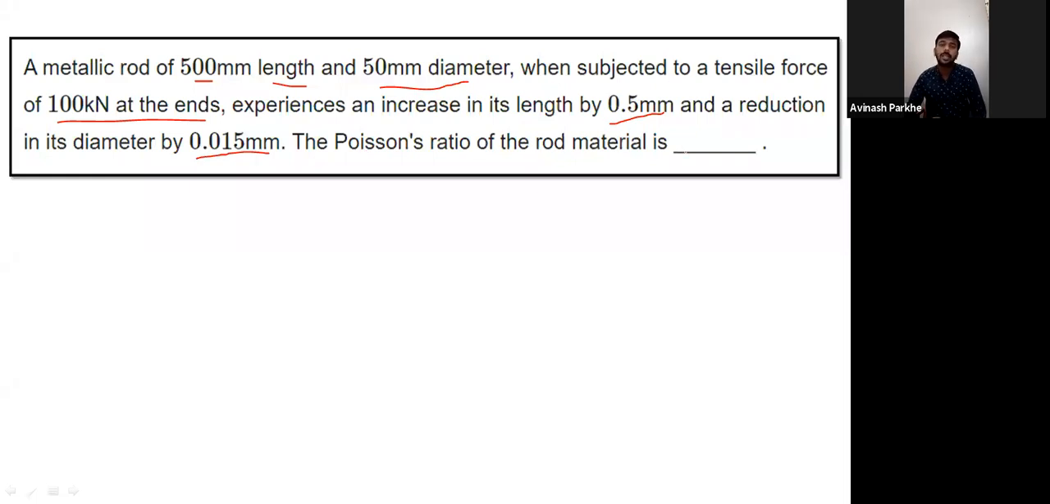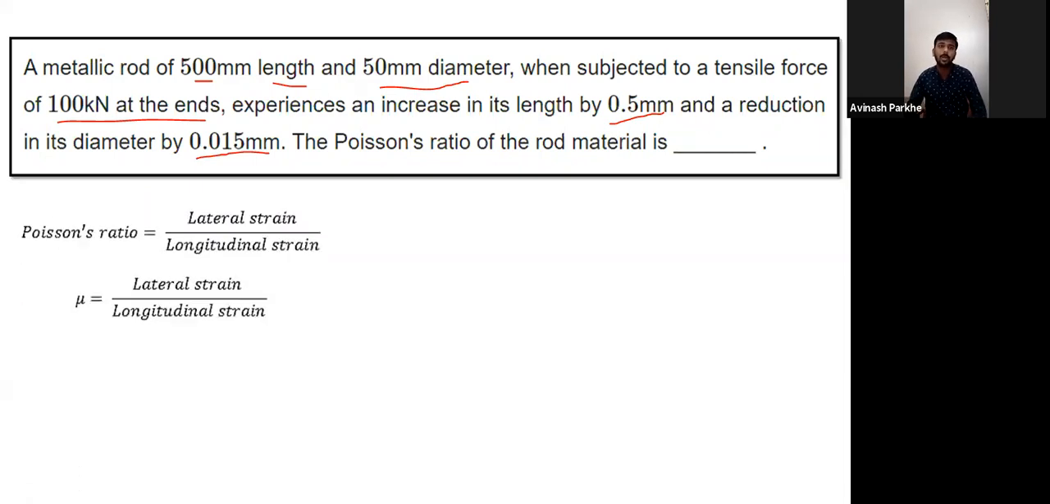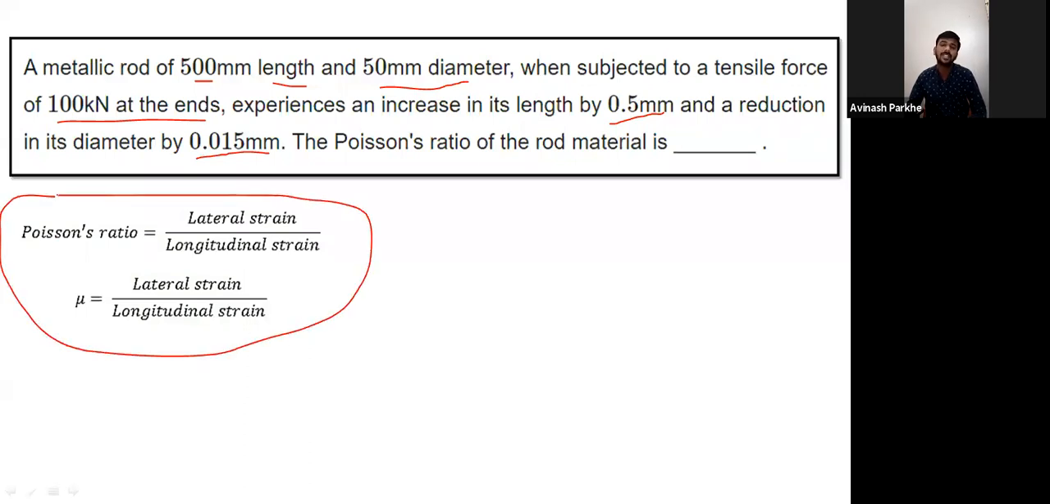So we have to calculate the Poisson's ratio. These are the given parameters, and by using this data we have to calculate the Poisson's ratio. First of all, we have to recall the formula for Poisson's ratio. Poisson's ratio is equal to lateral strain upon longitudinal strain, where the longitudinal strain is also called linear strain. So first we have to calculate the lateral strain and the longitudinal strain, take their ratio, and then we can easily calculate the Poisson's ratio.